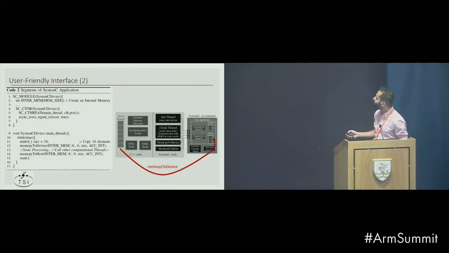So the user can use memcopy to device to transfer the data from device memory to internal RAMs. Then some processing and some other computation threads can be triggered. And finally, the user can use memcopy to host function to transfer the data from internal RAMs to device memory.